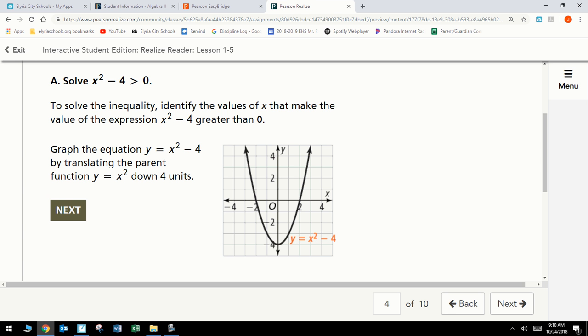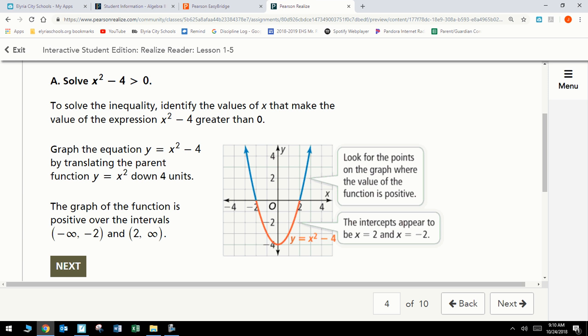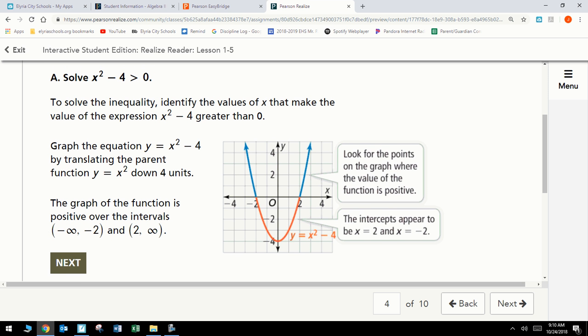But if I graph that, I want to know where is it positive? We've done this before when we were talking about the key features of functions and asking where a function is positive or negative. We said it's positive where? Negative 2 and 2. Well, that's where it changes from positive to negative, right? Is it positive inside that region or outside of it? Outside of it, it's positive.